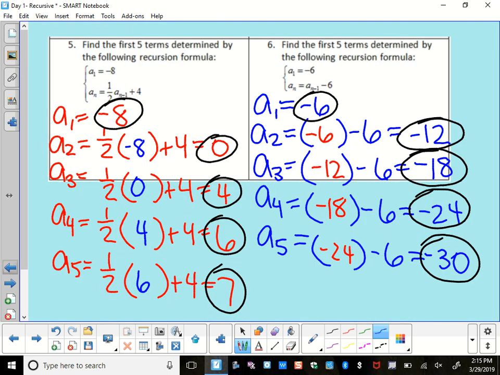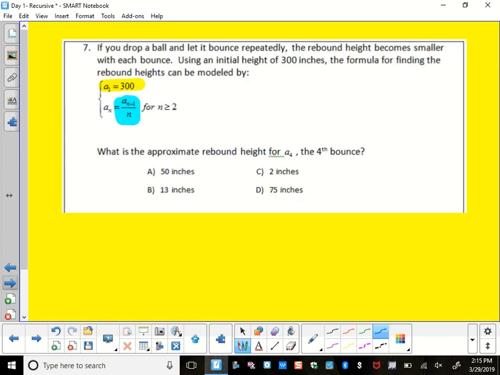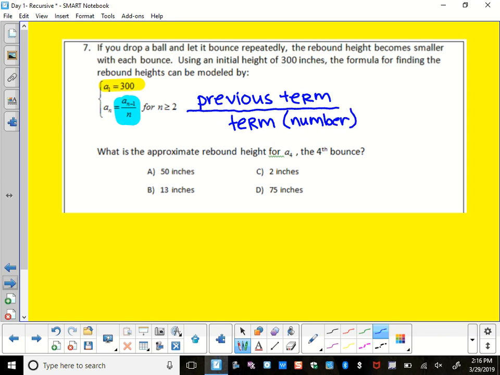Guys, we've been doing it. I've been saying 1/2 times the previous term plus 4. What does a sub n minus 1 mean? It means, I literally just said it. Previous term. Can you guys listen to me when I talk? Previous term divided by your term. Your term is also known as your number, which is why it's called n. Write that down. This says your previous term divided by your term.